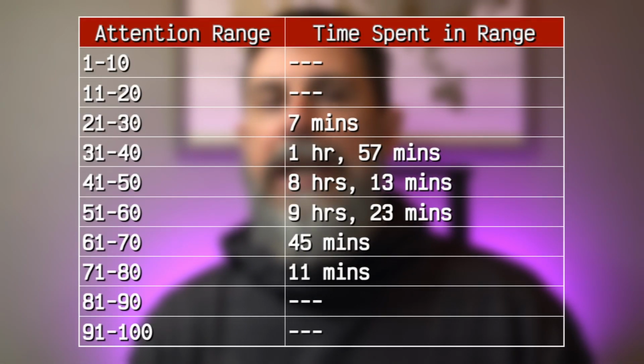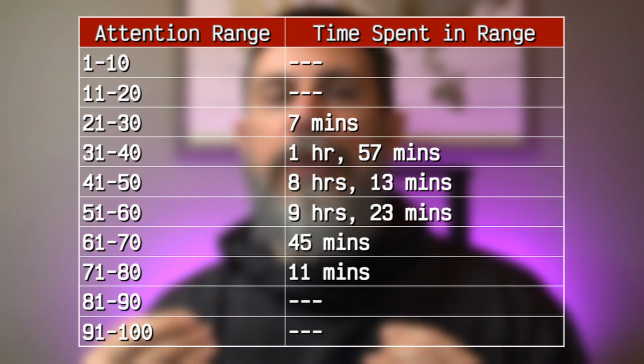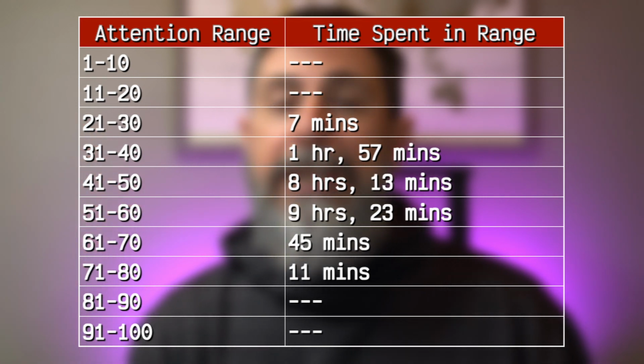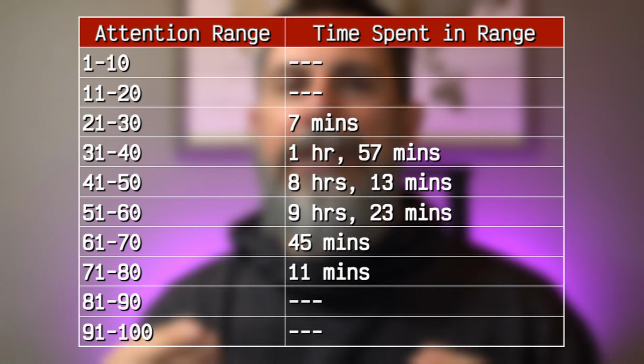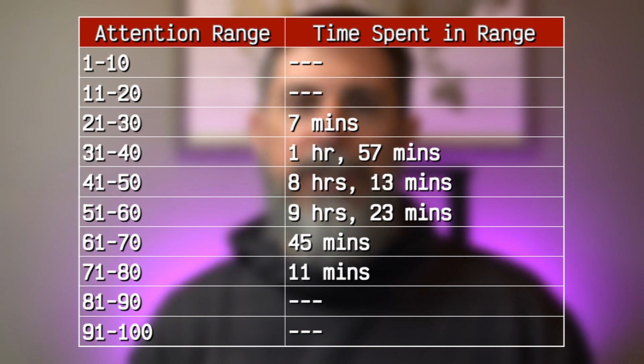I grouped my stats based on average attention range: 0 to 10%, 11 to 20%, etc. Now, out of the 20-plus hours that I tracked, this is the amount of time I spent in the various ranges. As you can see, I spent literally no time playing in the 1 to 20% or the 81 to 100% range, and well over 95% of my time playing in the 31 to 60% range. 61 to 70 might even be a little questionable since it's such a small sample size, so if I do consider it, it would definitely be with a rather large grain of salt.